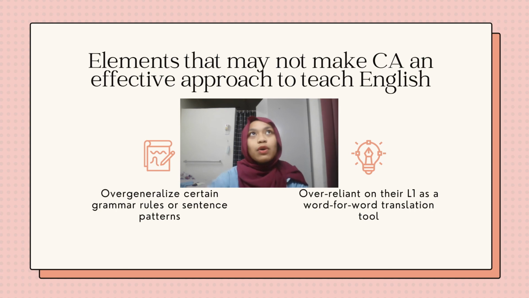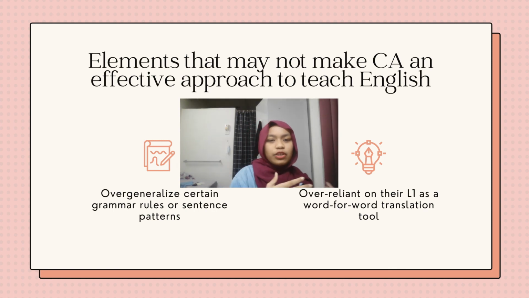Overgeneralizing certain grammar rules or sentence patterns. The usage of CA could theoretically give L2 learners a false sense of security or possibly cause confusion. When participants are allowed and encouraged to utilize Mandarin Chinese, they might end up overgeneralizing rules or phrase patterns in Mandarin Chinese and transferring them to English in an indiscriminate manner. And the second one, they might be over-reliant on their L1, which is Mandarin Chinese, as a word-for-word translation tool.